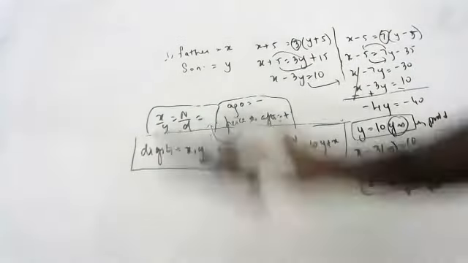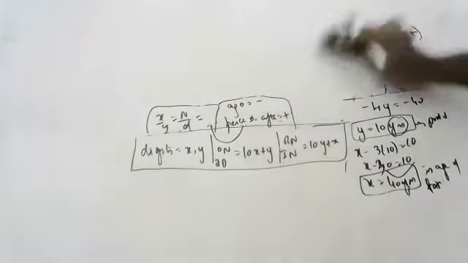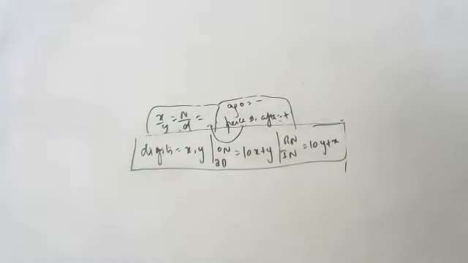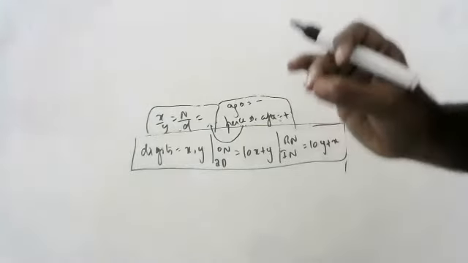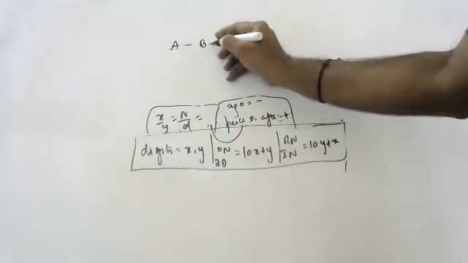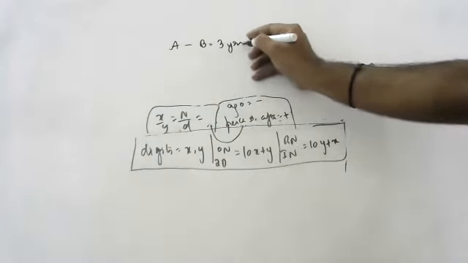One more sum, children. Textbook sum, optional exercise, first sum: Anni, Viju, Dharam, Kathy. Like that sums are there in the textbook. What they are saying is: the ages of two friends, Anni and Viju, differ by 3 years. This is the first condition.